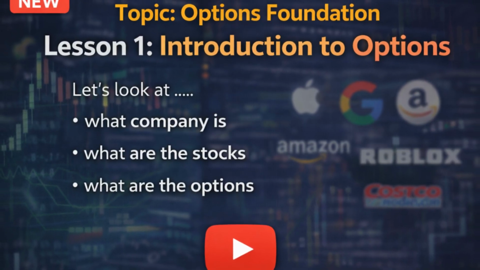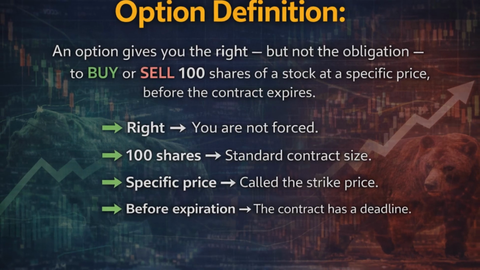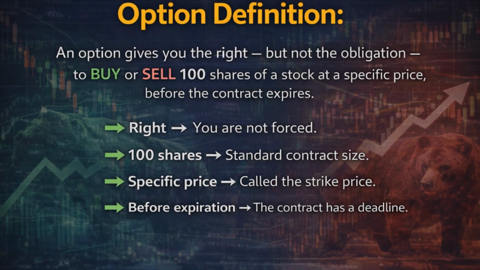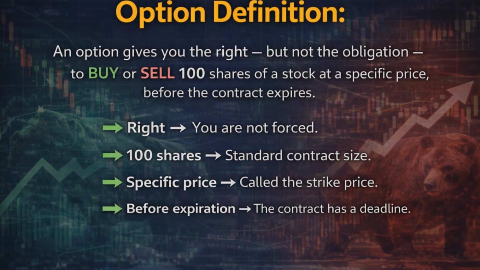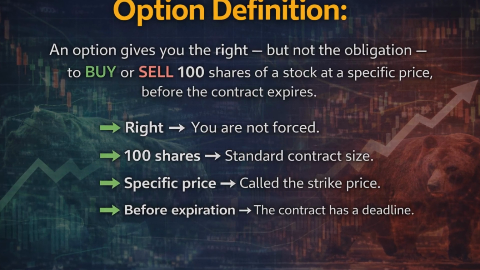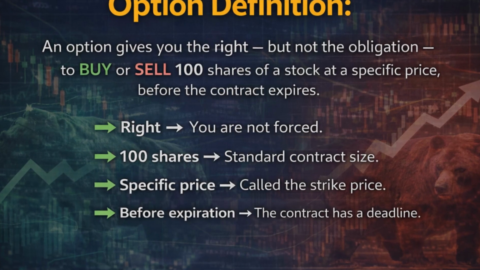In our first lesson, Introduction to Options, we discussed what options are. Simply put, a call option gives you the right, but not the obligation, to buy 100 shares of a stock at a specific price before the contract expires. Now let's break that statement down.